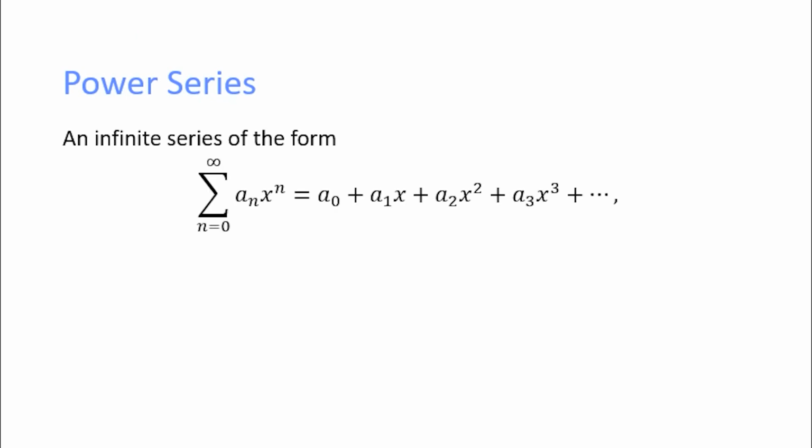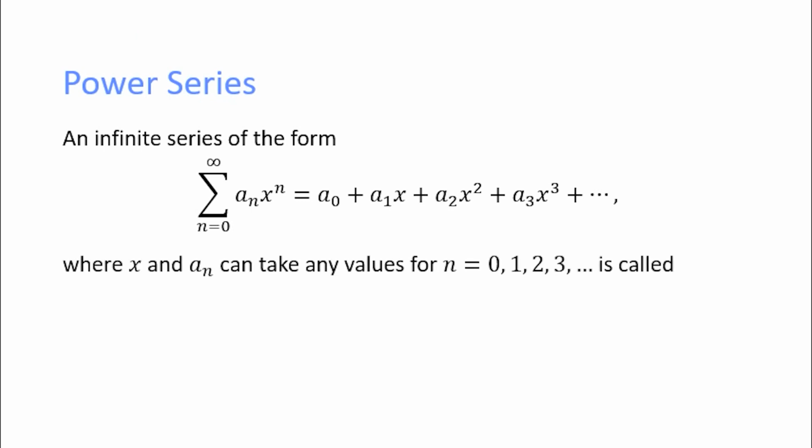Now this was a good example for a power series. Now let's see what a power series is. An infinite series of the form infinite sum of an times x to the power of n, which is equal to a0 plus a1 times x plus a2 times x squared plus a3 times x cubed and so on, where x and n can take any values for n, which could be 0, 1, 2, 3 and so on, is called a power series in x.